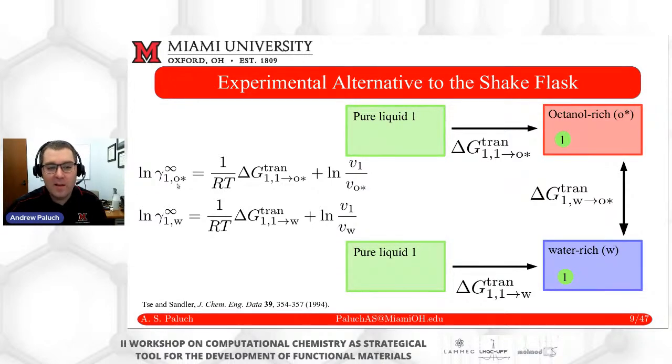Once I have my limiting activity coefficient, I can relate that to the transfer free energy going from pure liquid to octanol, and pure liquid to water. And once I have that transfer free energy for these two independent processes, I can use that to calculate delta G of transfer. So rather than perform the shake flask, where the main issue is the time required to equilibrate that ternary system, and allow octanol and water to sufficiently equilibrate and separate, can I instead perform independent simulations, just involving water and just involving octanol, to measure the transfer free energy from a pure liquid to my phase of interest? Once I have the transfer free energy from my pure liquid to octanol and my pure liquid to water, I can take the difference of those two, and that would be equivalent to the transfer free energy of interest.